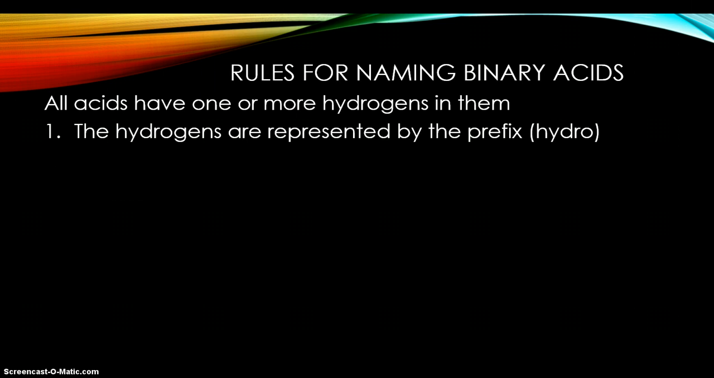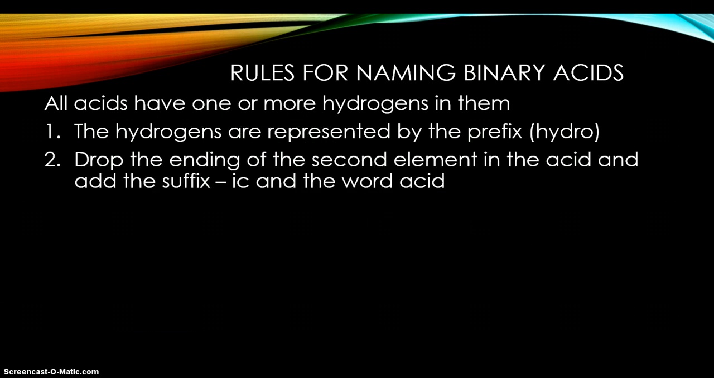So how would you go about naming that? The hydrogens are always represented by the prefix hydro, so that always goes before the name. Then for the second element, you give it its name, drop the ending, add the suffix "ic," and then the word acid as well. So hydrogens are represented by the prefix hydro, again because we're talking about acids in their liquid state, and we drop the ending of the second element and add "ic," and then the word acid, and then you've named your acid.